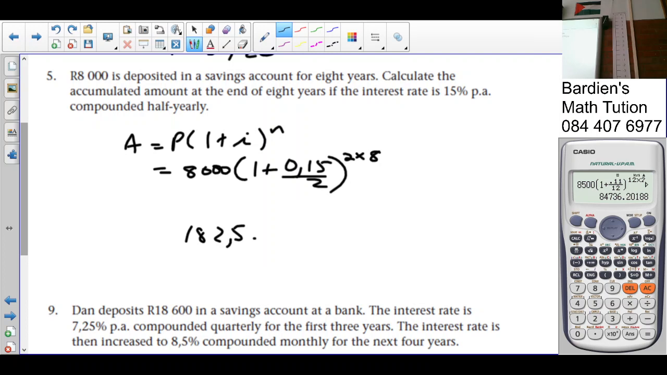You see the difference? Remember, if it's compounded monthly, there's 12 months in the year. That's why I divided i by 12. If it's compounded quarterly, I divide it, there's 4 quarters in the year. That's why I divide your i by 4, 4 equal parts. You understand?